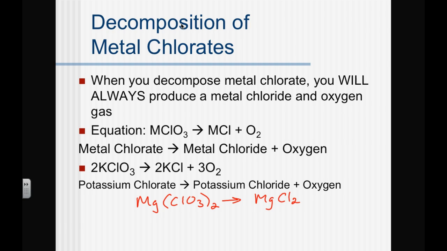I just balance the charges, that's why it's MgCl2, plus oxygen. Since oxygen's by itself, it's diatomic, O2. Now I just need to balance this. One magnesium on the reactant side and product side. Two chlorines, that's good. 2 times 3 is 6 oxygens. I only have 2, so I need to put a 3 in front. Now that's 6. Now it's balanced.